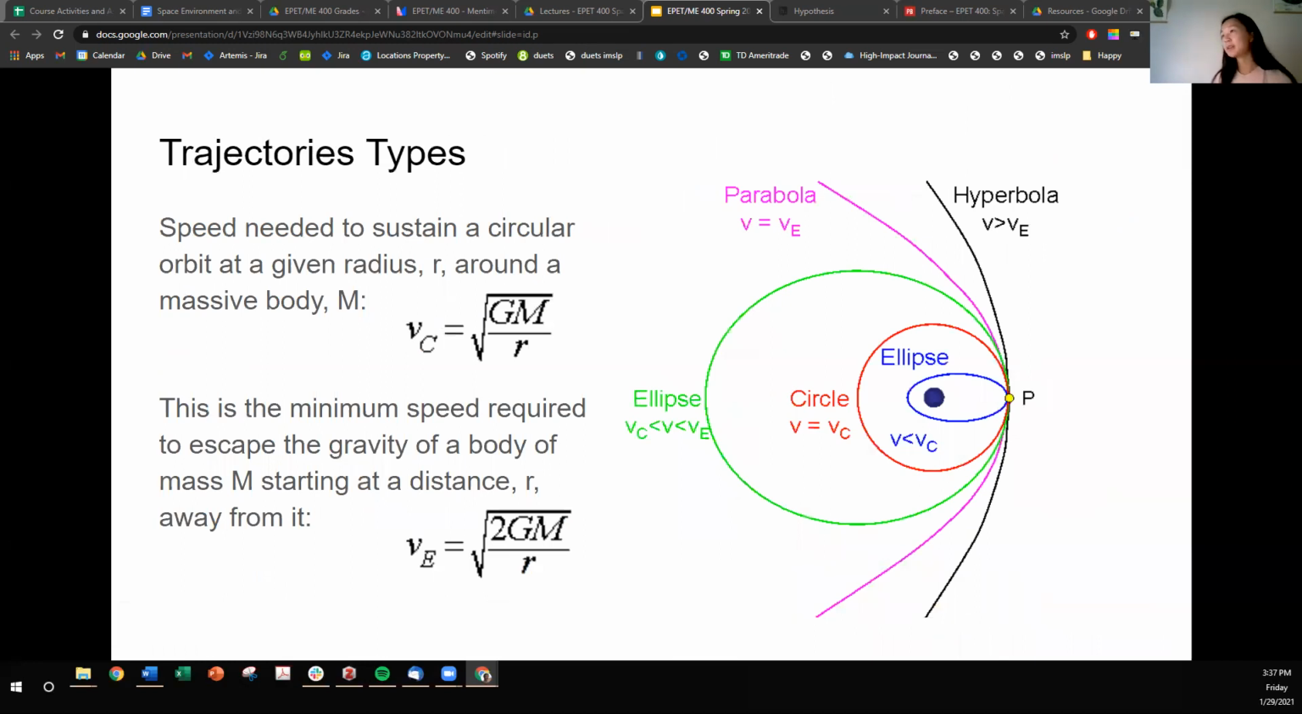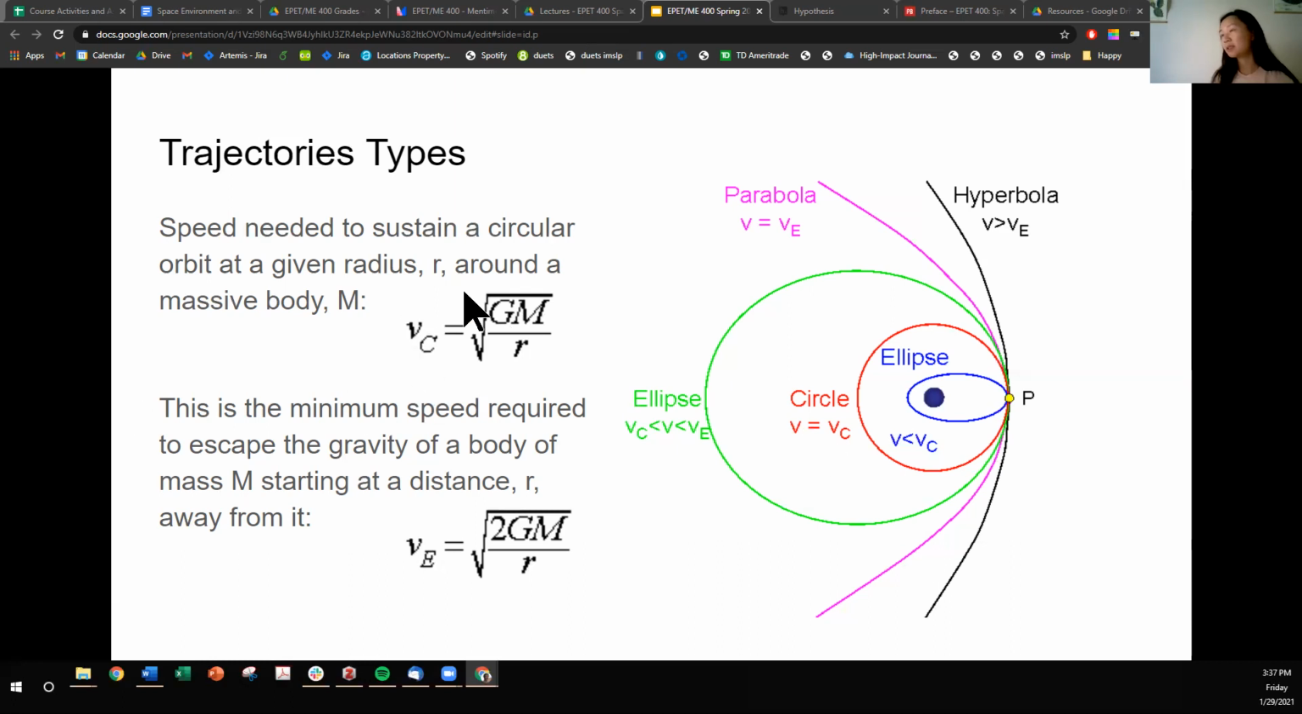Okay, so let's go back to the conic sections and the type of orbits that you can see. Orbits are strictly closed. For the open orbits, we call them trajectories. So to be more general, we have a suite of trajectories. There are two different velocities that are important to know when defining what orbit you have. The first one is a circular orbit velocity.